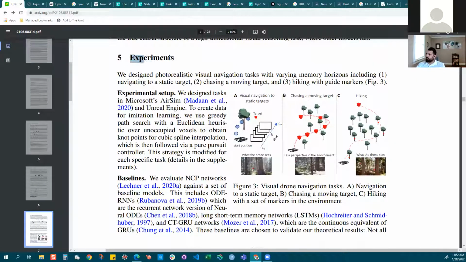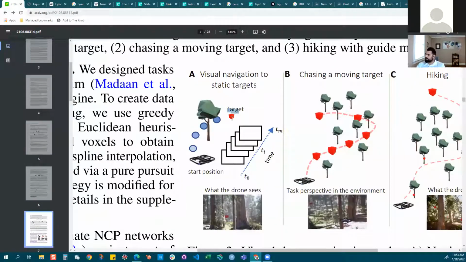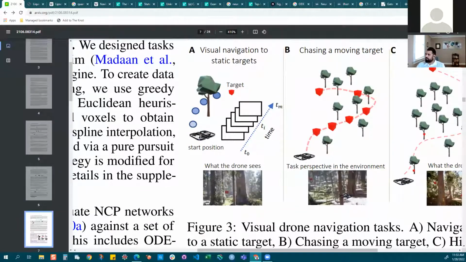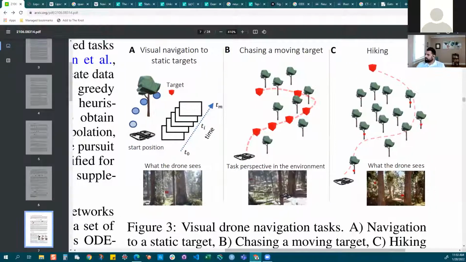Then they perform some experiments, and they actually have 3 types of experiments. In the first type, they have a static object, the target is static. It's just placed in an environment, and they have their drone looking for that object. They want to see how it can capture it. Then another type of experiment is where there is a moving object and the drone is following that object. And this is the image that the drone sees.